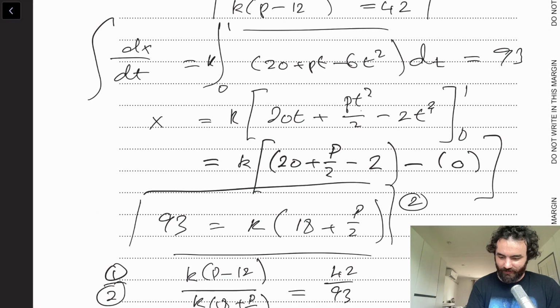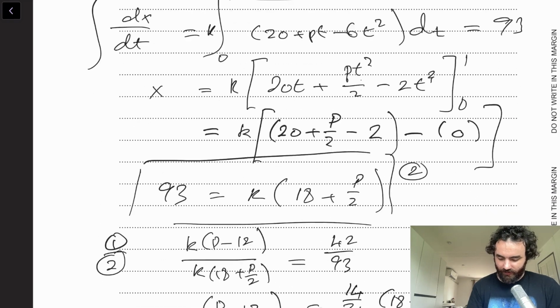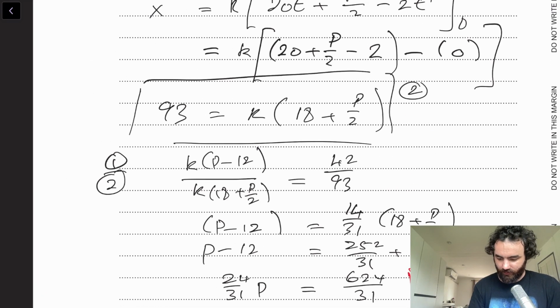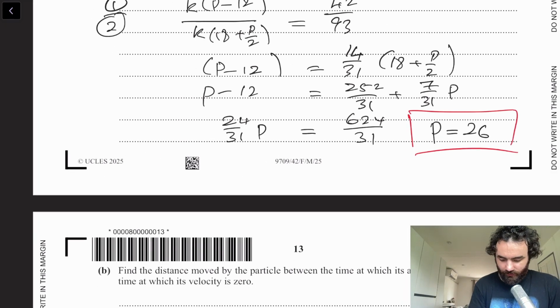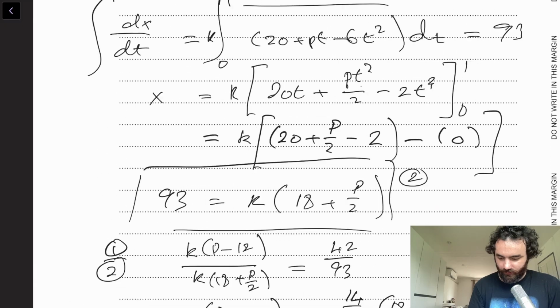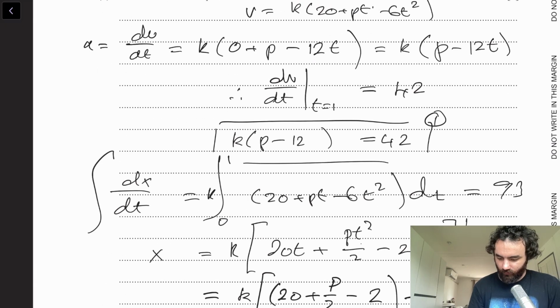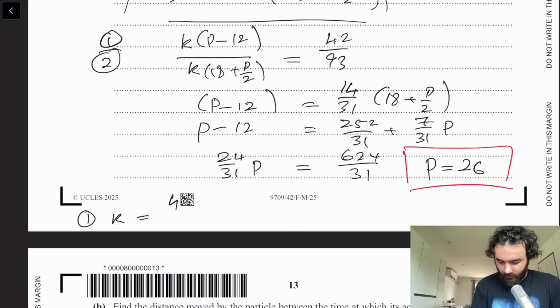Still rusty, huh? And k, so if you want to just find k, you just plug it into one of these equations. So from 1 you get k equals 42 over p minus 12. So p is 26, so 26 minus 12 is 14. So it gives us 42 over 14.